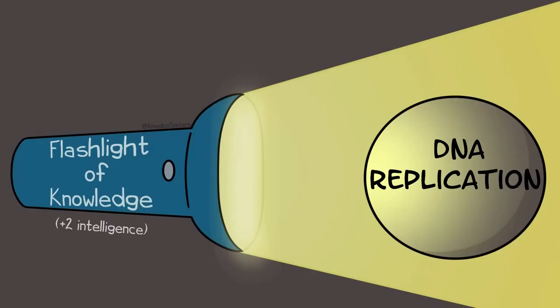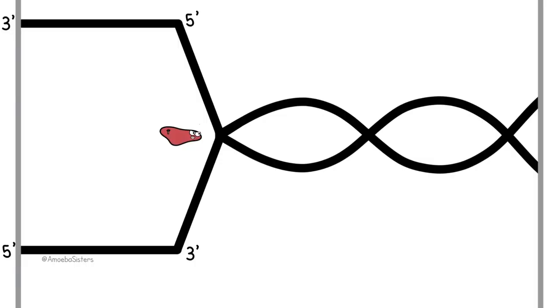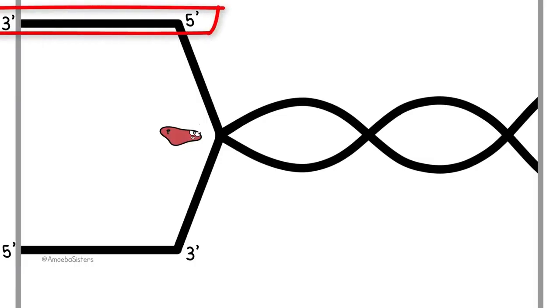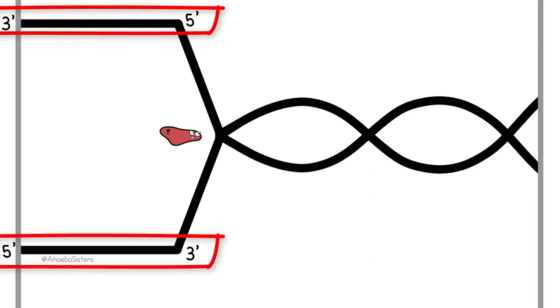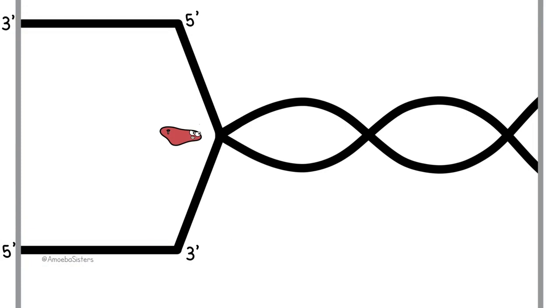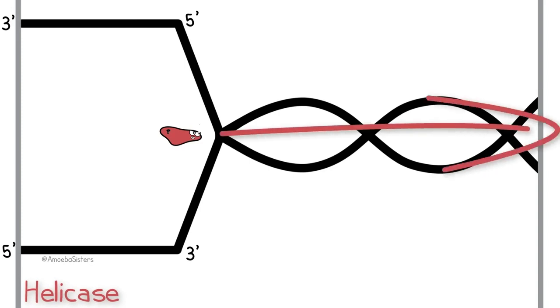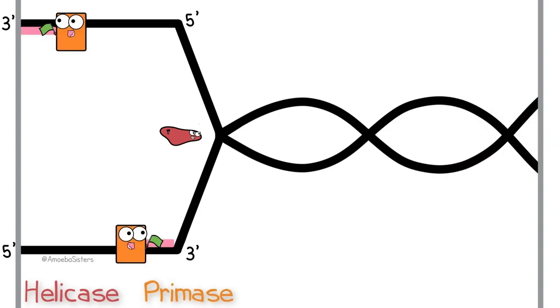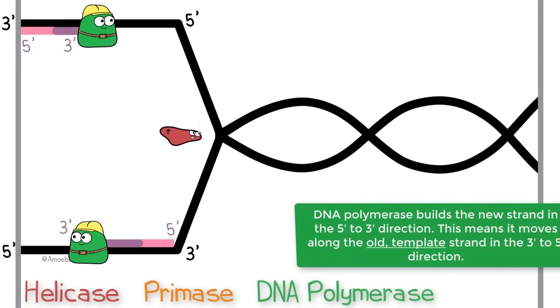So let's take that knowledge there and look at DNA replication here. In this image, I labeled the top original strand 3' to 5'. I labeled this bottom original strand 5' to 3'. That's the original DNA that is going to be replicated. DNA is unwinding here thanks to helicase. In this example, it will keep unwinding in this direction. Primase places primers. DNA polymerase is building the new strands.